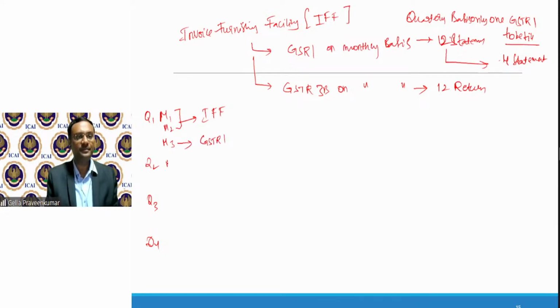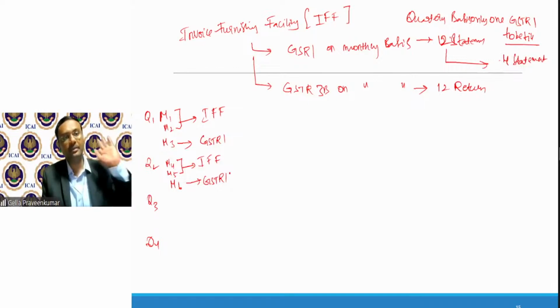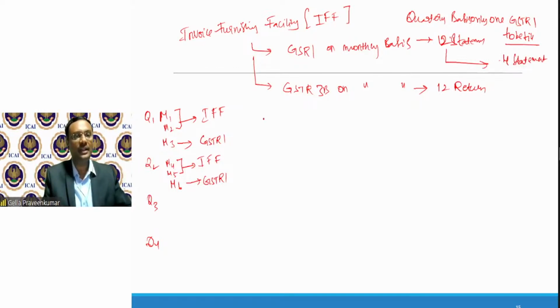Similarly, for quarter 2, month 4, month 5, month 6. For month 4, month 5, file a simple statement called IFF. And month 6, file GSTR-1. This is what the government has promised. Now, so what is IFF?